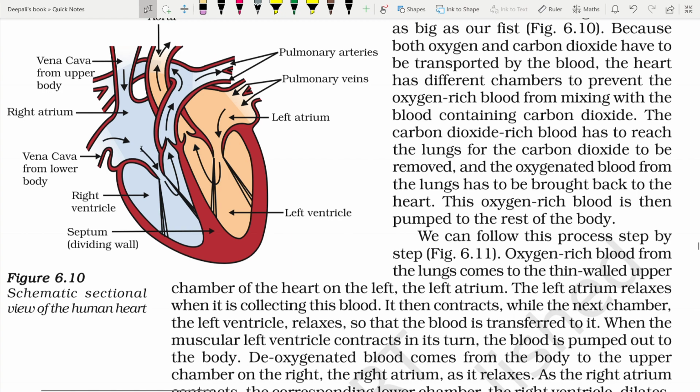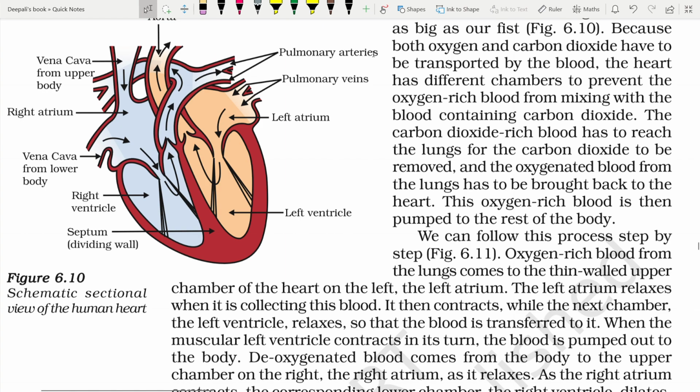Once it has entered the right atrium, due to the contraction and relaxation, by opening the tricuspid valve, it moves into the next chamber, the right ventricle. The tricuspid valve present between the right atrium and right ventricle allows the blood to pass into the right ventricle. Now this right ventricle then pumps the blood to the lungs through the pulmonary artery.